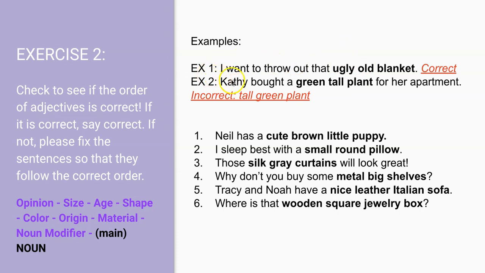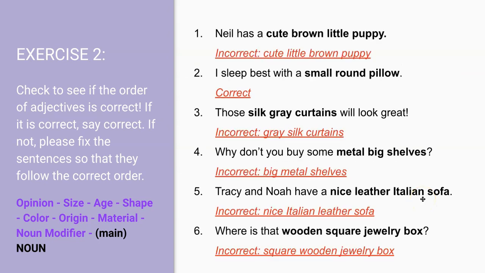Example number 2, Kathy bought a green tall plant. Uh-oh, tall is size. Size is before color, green. So it is incorrect. The correct way is to say tall green plant, not green tall plant. Now it's your turn to read these 6 sentences and questions. Check the adjectives. If the adjectives are in the wrong order, please correct them. Pause the video here to do this exercise. Here are the answers. The only correct one was number 2.